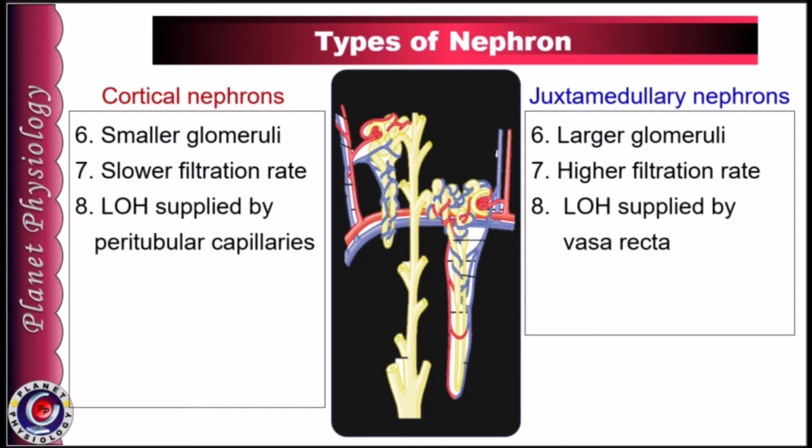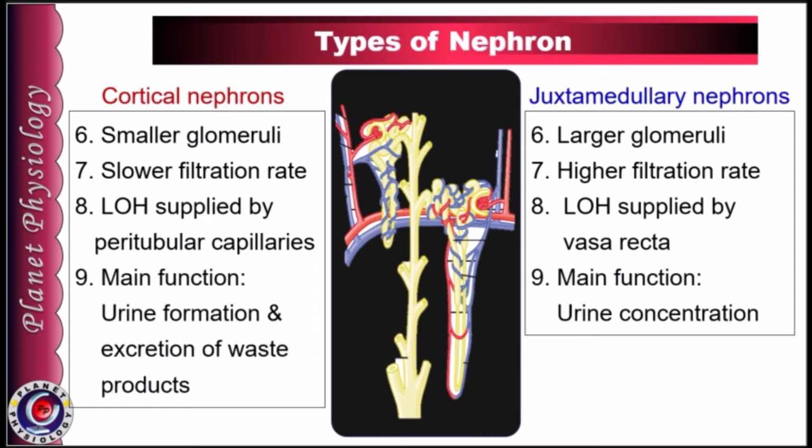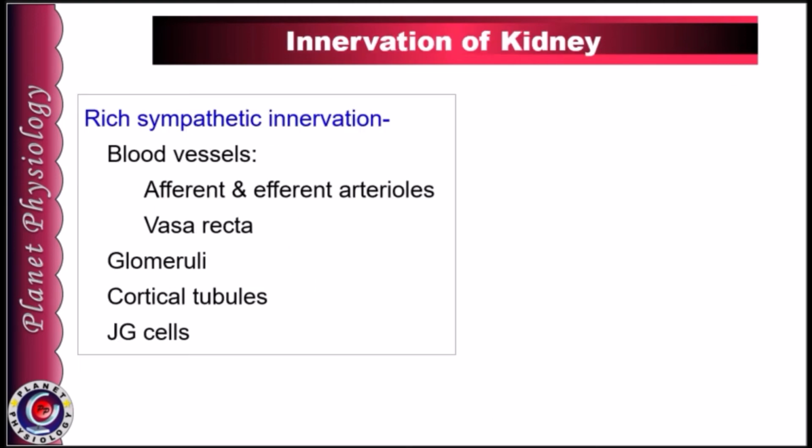Tubules of cortical nephrons including loop of Henle are supplied by peritubular capillaries, but in case of juxtamedullary nephrons, loops of Henle are supplied by special capillaries called vasa recta. The main function of cortical nephrons is urine formation and excretion of water-soluble waste products, but juxtamedullary nephrons are mainly concerned with concentrated urine formation. Now let us have a look at innervation of kidney.